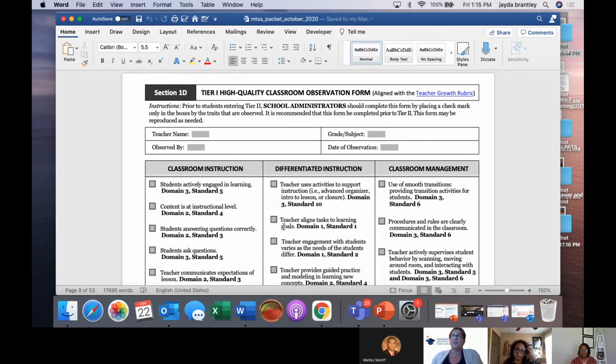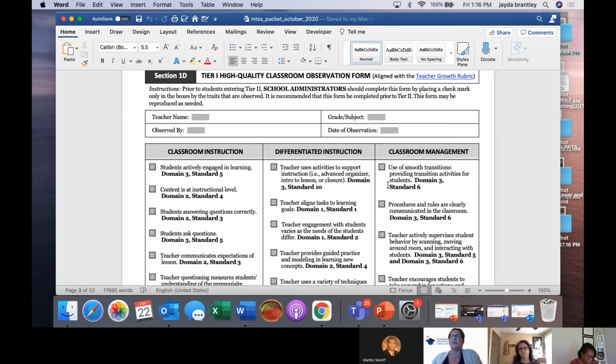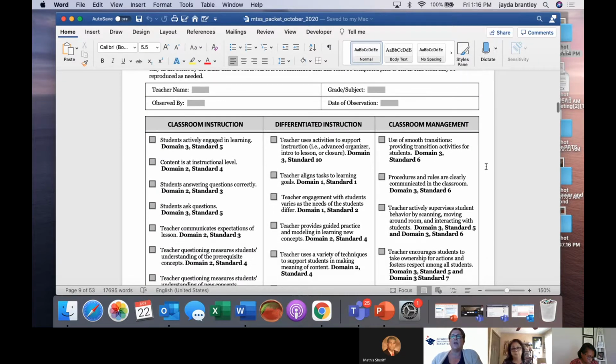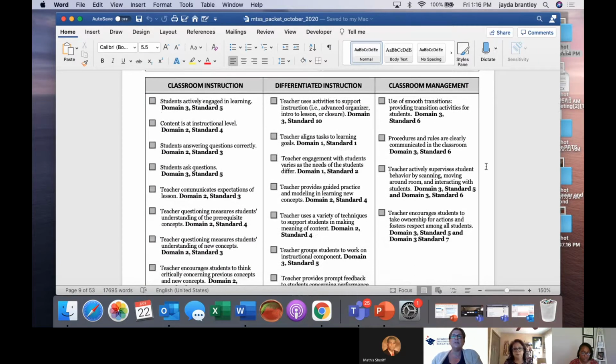Okay, so the Tier 1 High Quality Classroom Observation is a form to be filled out by the administrator. It can be completed as the administrator goes in for their normal observation, so it doesn't have to be an added appointment to go into the classroom or an added drop-in. It can be scheduled as the administrator already has things scheduled, so that we're not just adding to. But it is basically to see if the teacher is differentiating instruction for tier students.